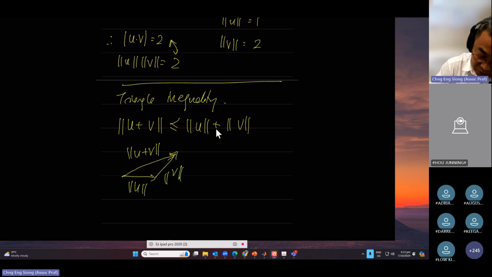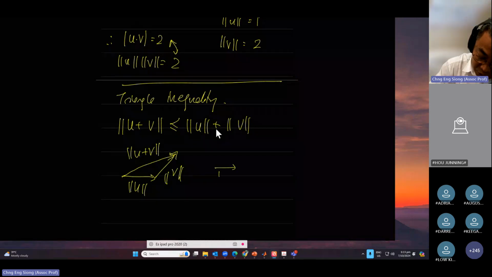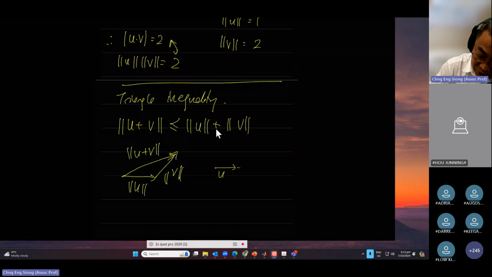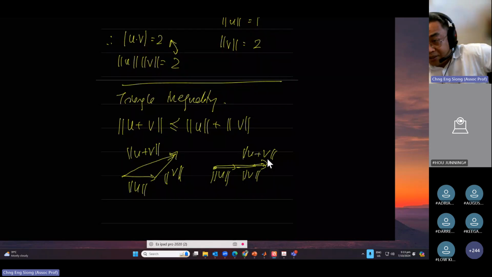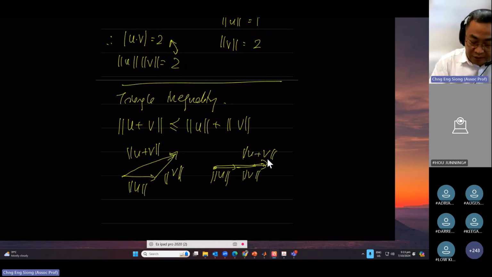When is it equal? Very simple. This is U, and then we travel again. This is V, and this whole point is U plus V. So when they are in the same direction, then it'll be equality. So equality comes when U and V are in the same direction. In the opposite direction, of course, U plus V becomes shorter and shorter. Okay, so this is the triangle inequality.